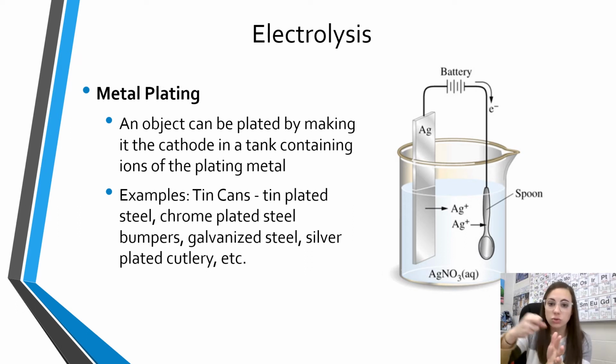So we're reducing the metal onto the other object. This spoon is serving as an electrode, and with this battery, this external input of energy, we're forcing electrons to flow this way. It's going to attach to the positive silver, which is going to plate it onto the outside of that spoon.